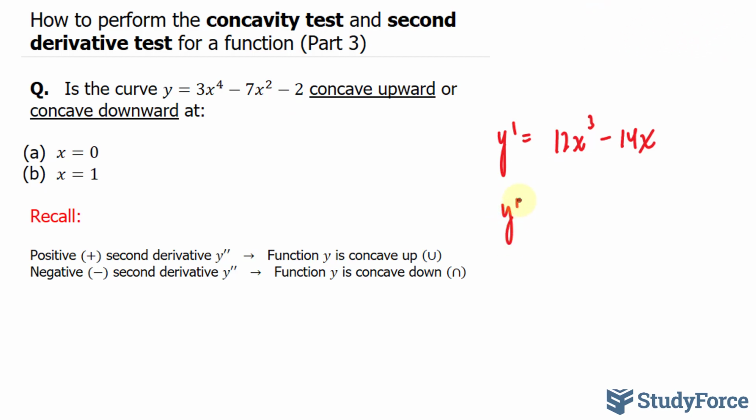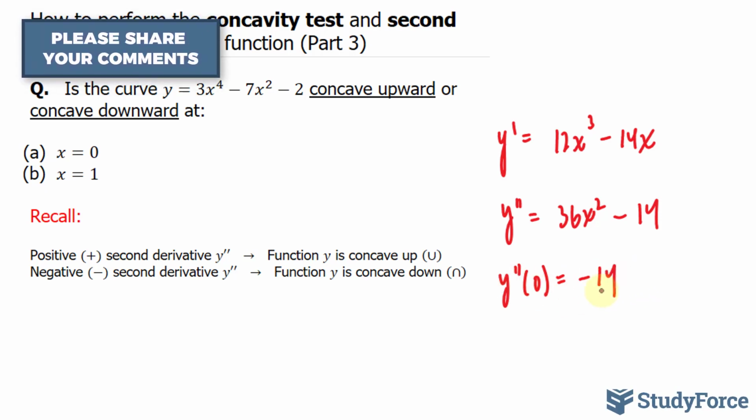The second derivative, we'll use the power rule once again. We end up with 36x to the power of 2 minus 14. Now I'll substitute these values, x is equal to 0 and x is equal to 1. Y double prime at 0 is equal to negative 14. We'll interpret that in a second.